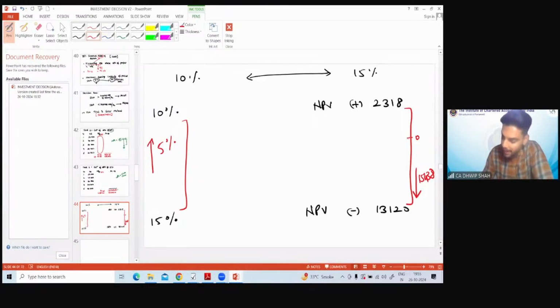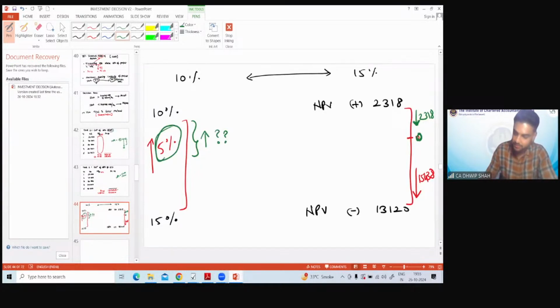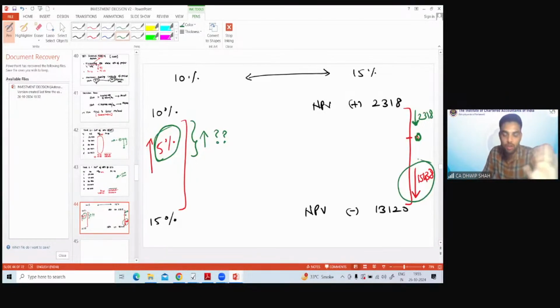Okay? But I want to reach the point at 0. I just want my NPV to fall by 2318 so that it reaches 0. So by how much percent should I increase the rate? That is your IRR. Are you getting this? If I increase the rate by 5%, my NPV falls by 15,438, but I don't want it to fall by 15,438. I just want it to fall by 2,318. So by how much percent should my discounting rate be increased?